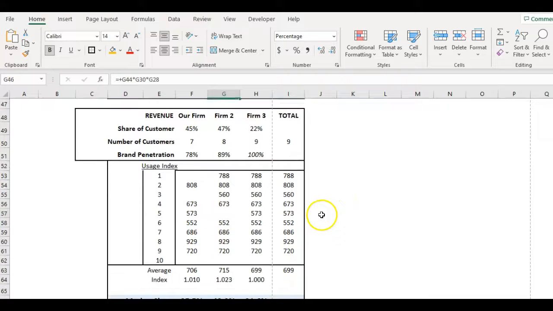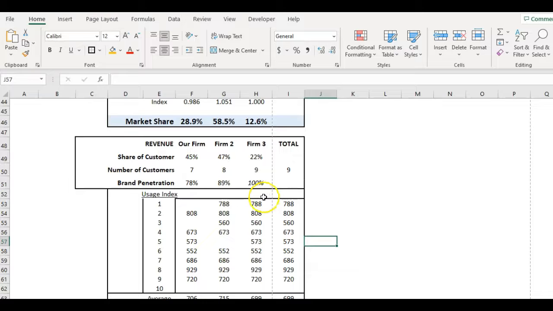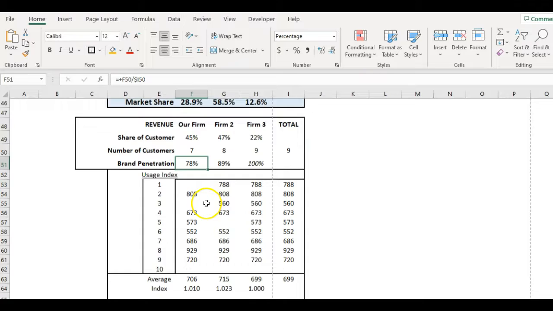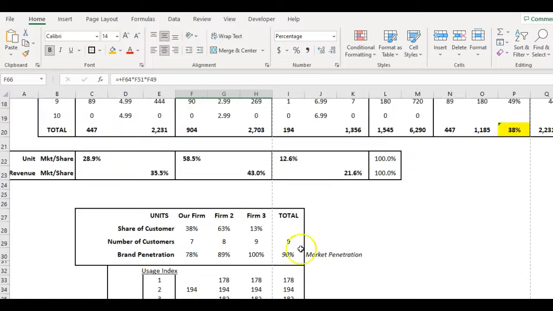Okay, and I've repeated the process down here for revenue. So I've done exactly the same thing, but this time picking up revenue. So I've got share of customer revenue, number of customers and brand penetration is the same as above, and then I pick up revenue. So we can see we've got slightly different numbers here, but we match back 35.43, match back to the actual market share, which is from the calculation.